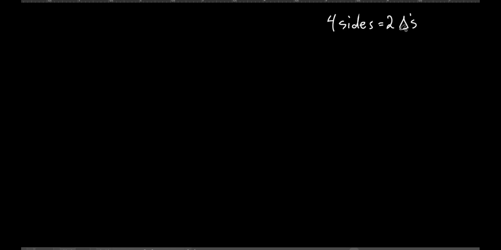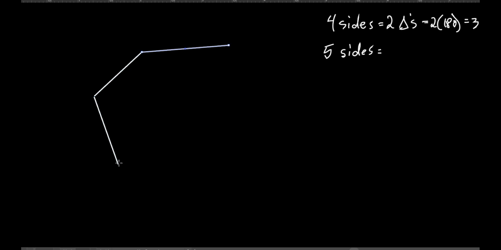So I got 4 sides, gives me 2 triangles, and that gives me 2 times 180, which is what? 360 degrees. What if I had 5 sides? Now, I haven't done enough to find a pattern just yet, so let's draw something with 5 sides. Again, it can be any kind of random 5-sided figure. There's 1, 2, 3, 4, it doesn't matter, and then 5. So it's 5 sides.